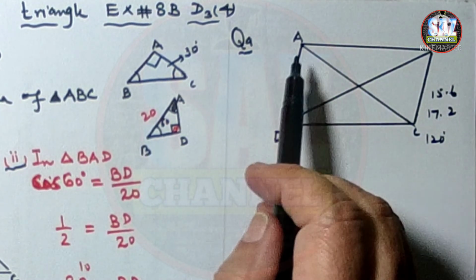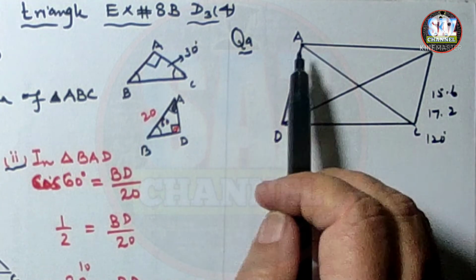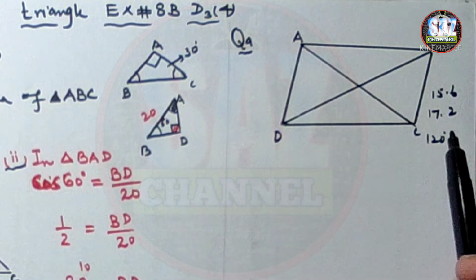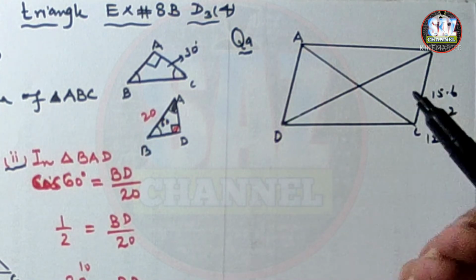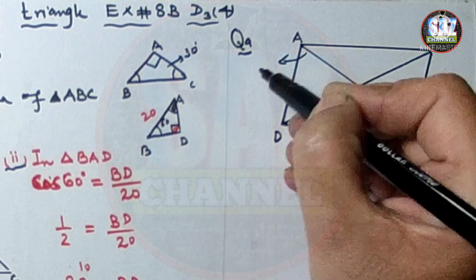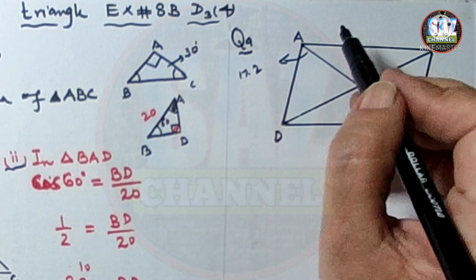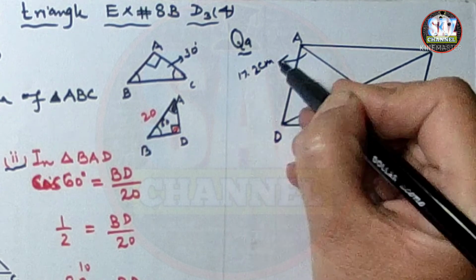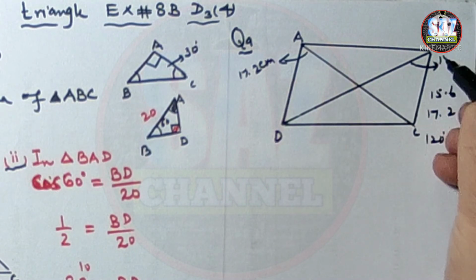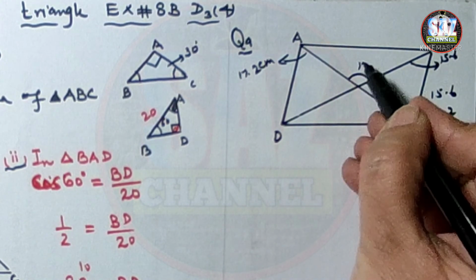Now we know the diagonal is the distance from one corner to the opposite corner. He's not specifying which diagonal, but suppose one of the diagonals is 17.2 centimeters, and the other diagonal is 15.6, and they are intersecting at 120 degrees.